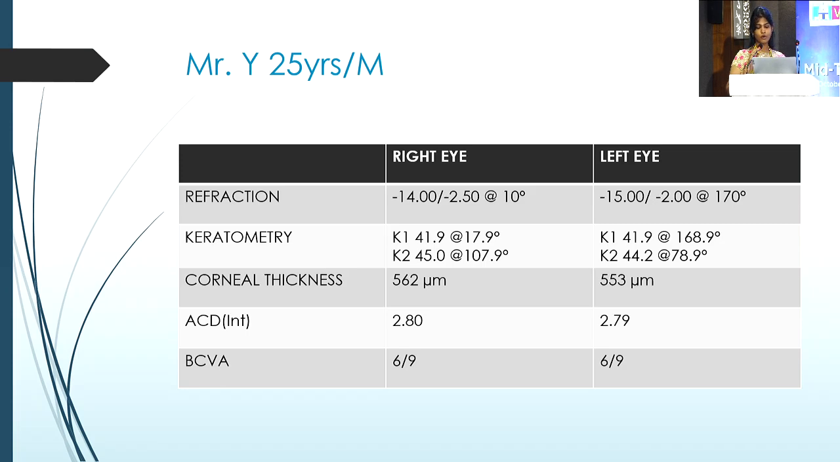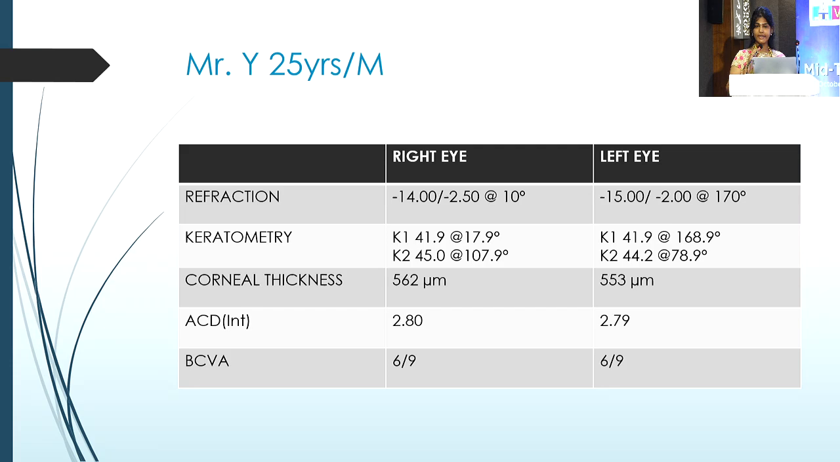Keratometry is normal and corneal thickness is 562 and 553 in both the eyes respectively. The ACD is 2.8 in the right eye and 2.79, which is internal ACD, which we take in cases of phakic IOLs. And the best corrected visual acuity is 6/9 in both the eyes.